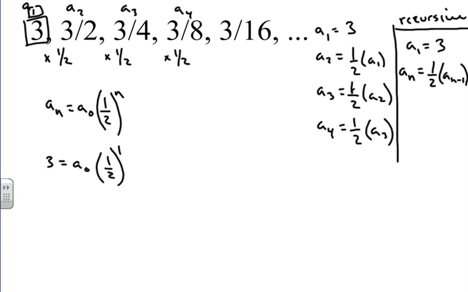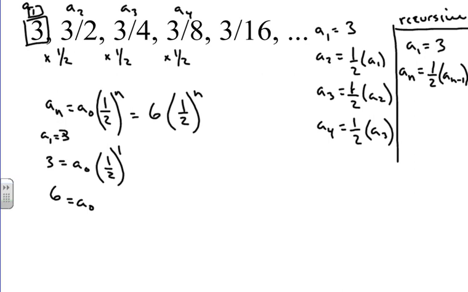1, 3 right there. Okay, so 3 is my a sub 1, so I plug that in there. So I plugged in a sub 1 equaling 3 into that value, and when I solve for a sub 0, a sub 0 is going to equal 6. So I find my final equation is going to equal, I'll write this out, a sub n equals 6 times 1/2 to the n power.